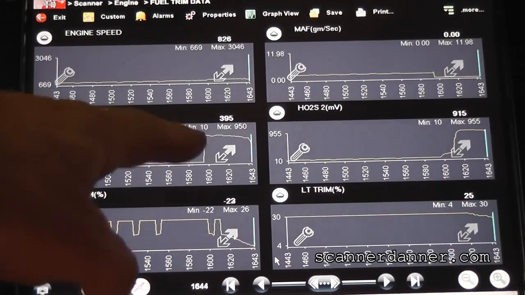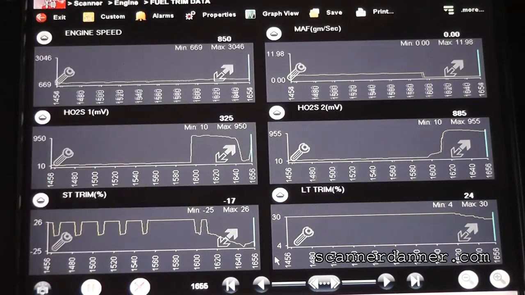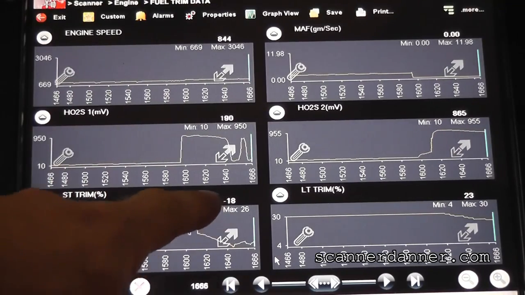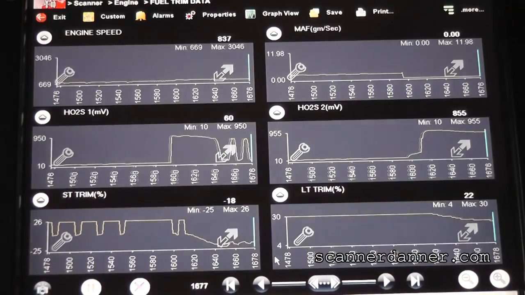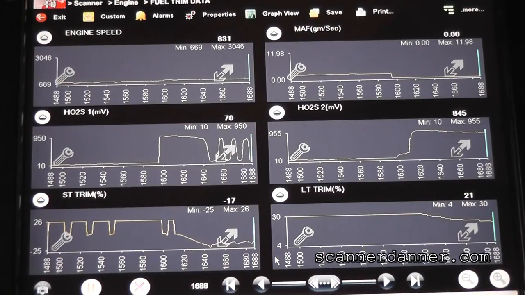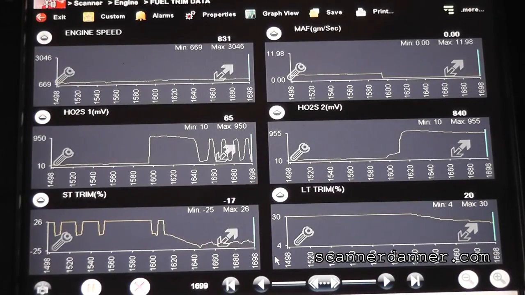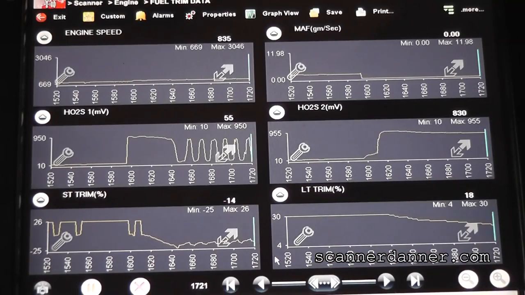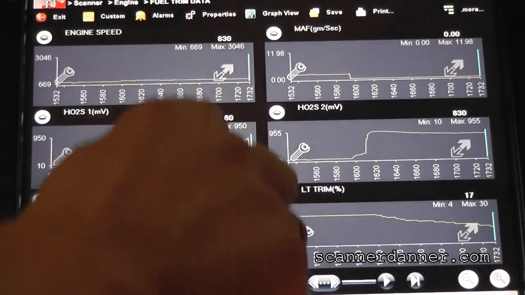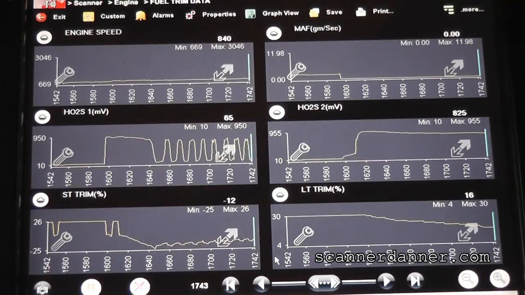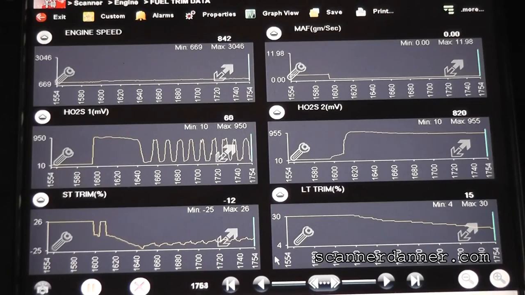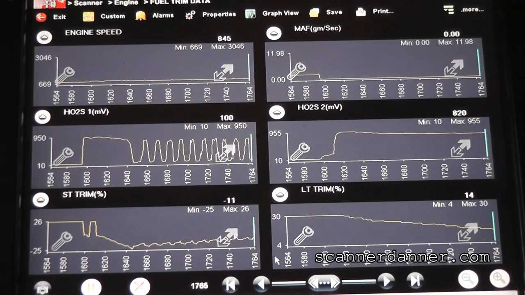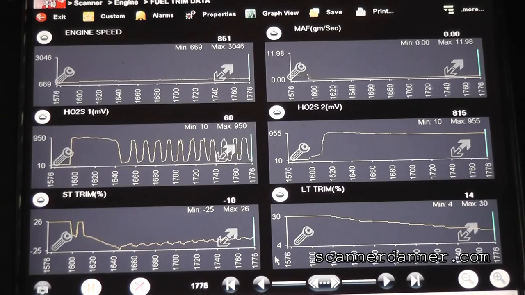What immediately happened? O2 went rich. Short term went negative. Long term is coming down negative. Sorry, not negative. It's coming back down. But do you see this guy's balancing this guy back out? And look, I'm actually moving rich and lean stoichiometric right now. Now, we know what's wrong with the car now, don't we, guys?